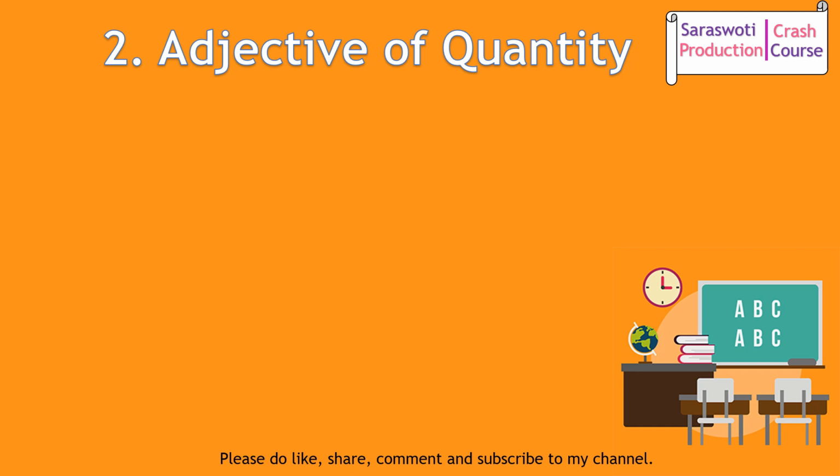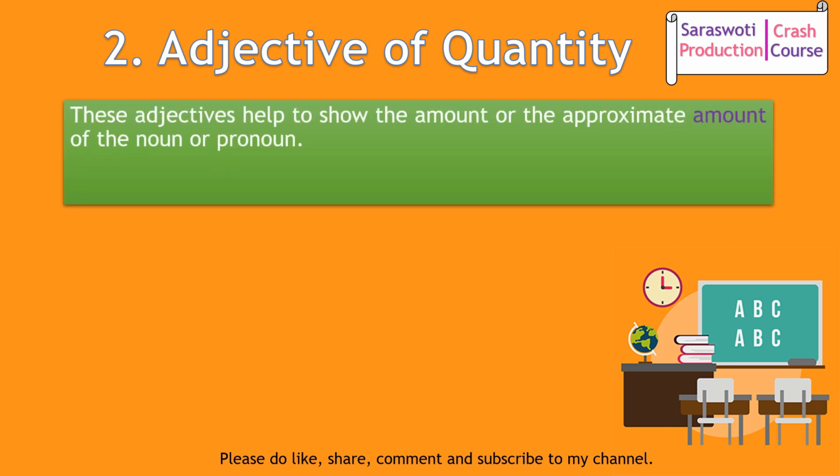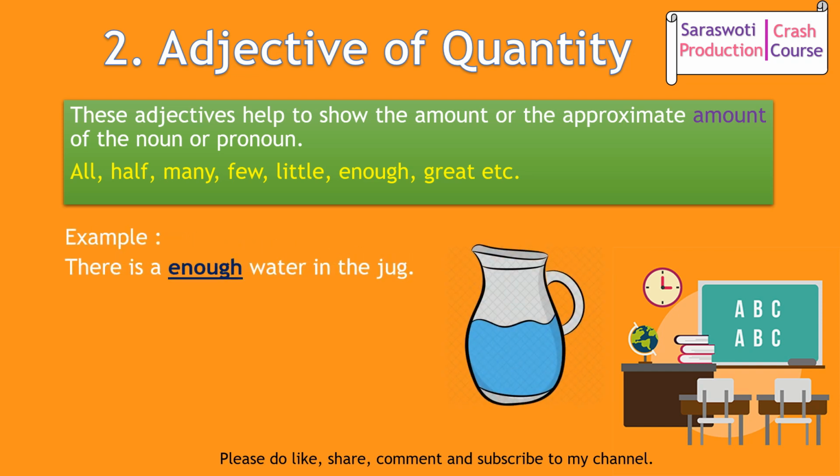Number 2, adjectives of quantity. These adjectives help to show the amount or the approximate amount of the noun or pronoun. All, half, many, few, little, enough, great, etc. For example, there's enough water in the jug.